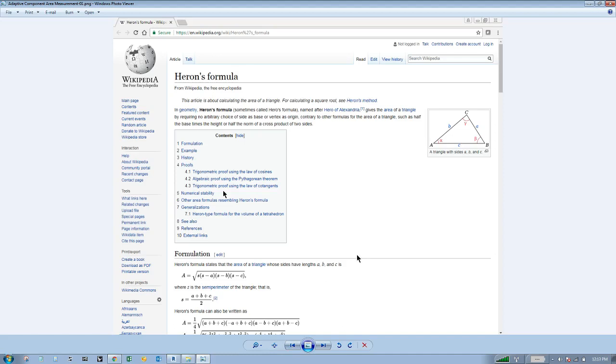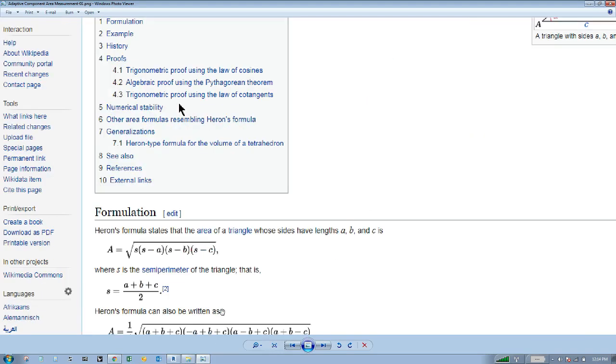I'm going to take a four-point panel, and you could have more points in your panel. You just have to subdivide it differently. But the key to this is dividing it down into triangles. Once you've got it down into triangles, you've got a single surface, and you can use Heron's formula to measure the area of that triangle.